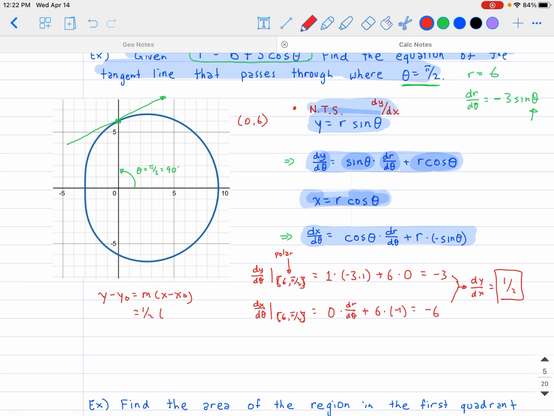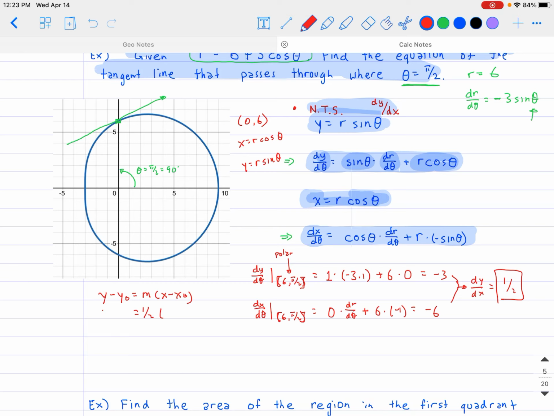And another way of solving for it, if you don't know it, is that x is equal to r cosine of theta, and y is equal to r sine of theta. You can plug in r equal to 6 and theta equal to pi over 2 in order to figure it out also. But nonetheless, we have all of our components, and now we can just go ahead and finish it off.